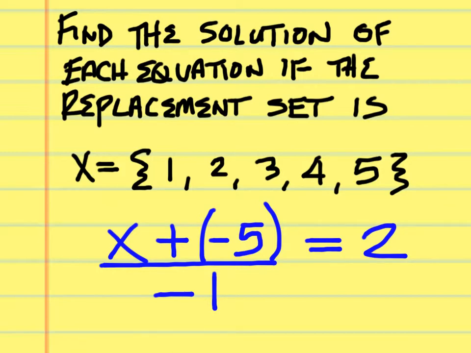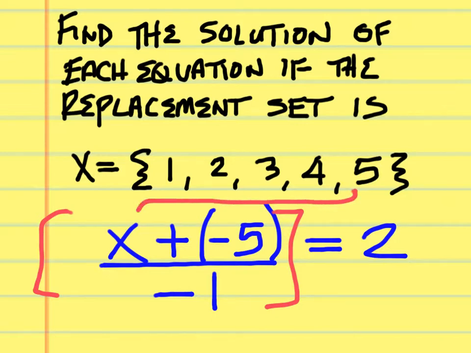You got to pick a number such that when you put it in for x, this side is going to equal 2. So if I try in reverse order, I'll try the 5. 5 plus a negative 5 is 0. And 0 divided by anything is still going to be 0. So that's not going to work.